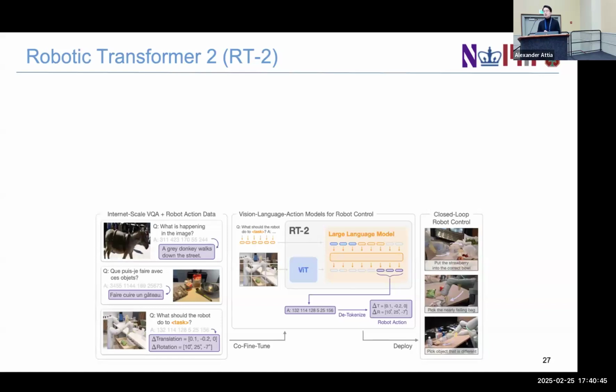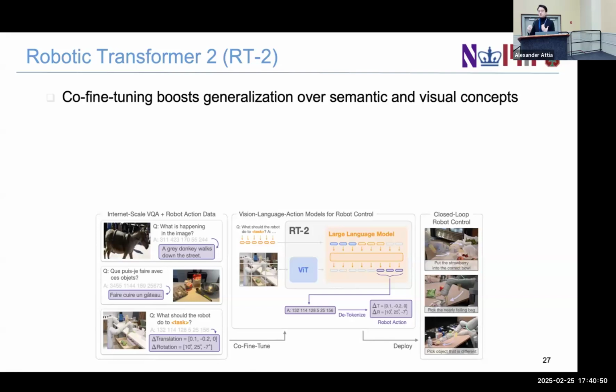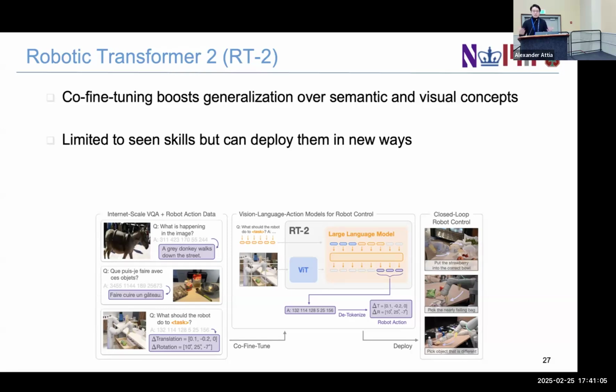So to summarize a little about Robotic Transformer 2, this really shows the power of co-fine-tuning, which later became a common practice for training vision language action models. It really boosts generalization, especially over semantic directions and over different visual concepts. And obviously it has limitations. It's still limited to existing skills. It doesn't generalize to novel skills, but they can really show it can deploy skills in some novel ways by combining the visual concepts captured from these VLMs.